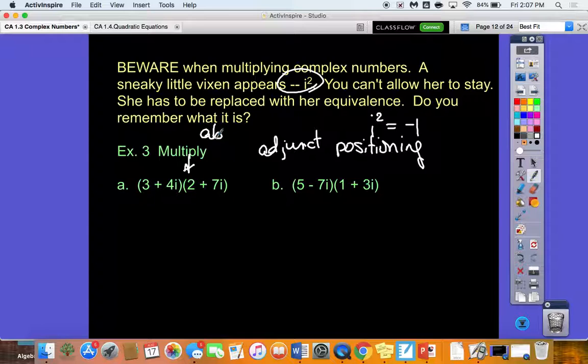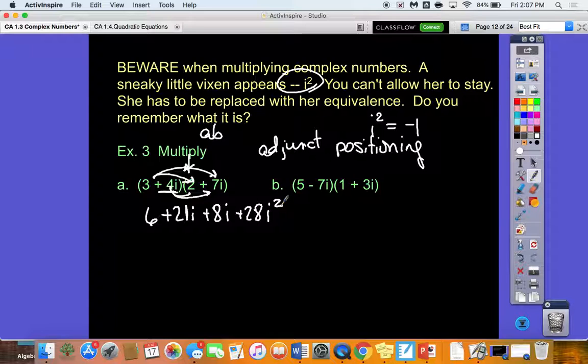Okay, so we're going to distribute 3 times everything. So 3 times 2 is going to give me 6. 3 times the 7i is 21i. Now come back with your 4i. 4i times 2 is 8i. And then 4i times 7i, well, that's going to give us a 28, but i times i is i squared. So I warned you it was going to happen.